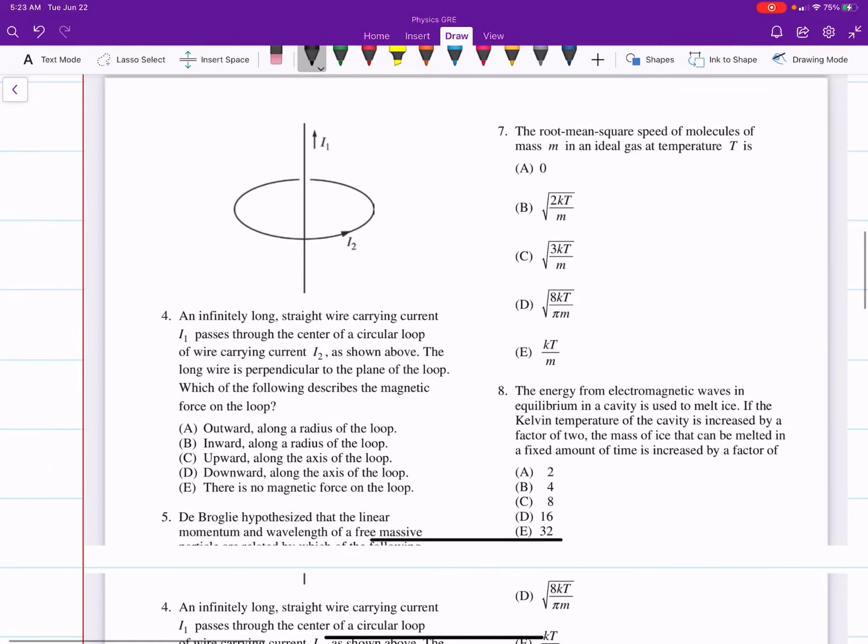4 is this one. Okay, so for 4, it says an infinitely long straight wire carrying current I1 passes through the center of a loop.